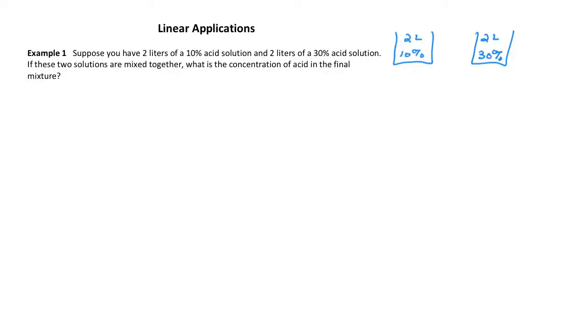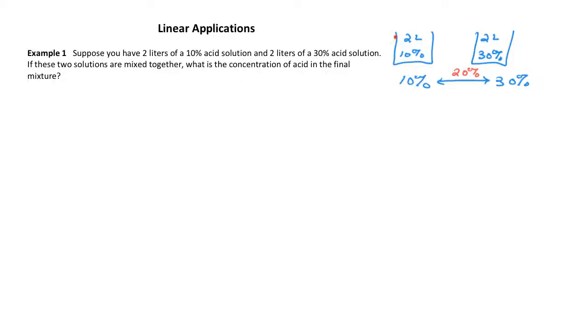You could probably guess the answer to this one without even setting up an equation. If you think about it, the first one's 10%, the other one is 30%. I can already tell you the answer is not 40%. You wouldn't just add the two percentages. In fact, it should balance. The answer should be something between 10% and 30%. And since I have equal amounts of both, the answer should be right in the middle. It should be 20% acid.